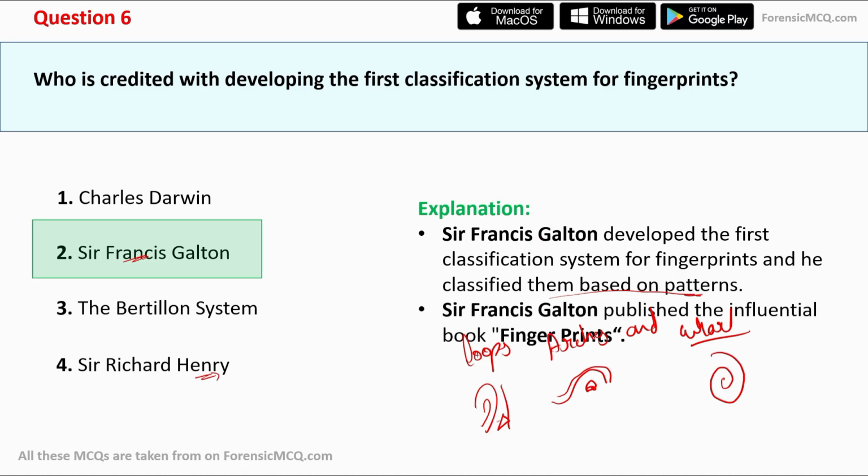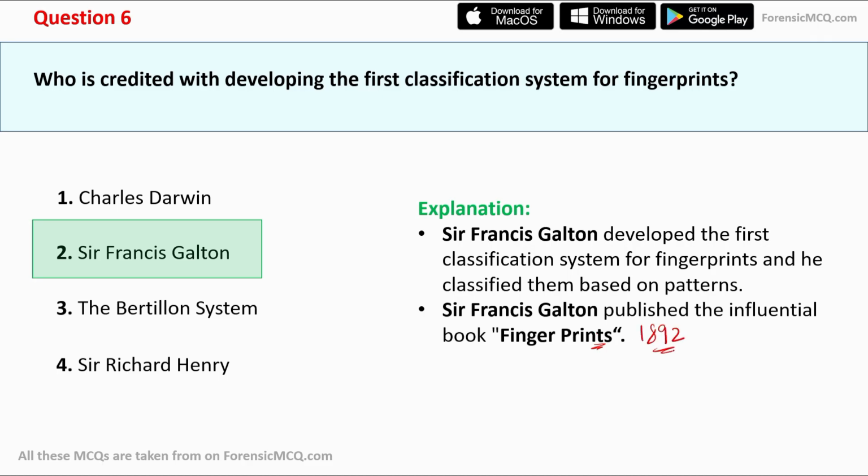Next, Sir Francis Galton also published an influential book known as Fingerprints. This is one of the first books in the fingerprints area, and he published it in 1892.